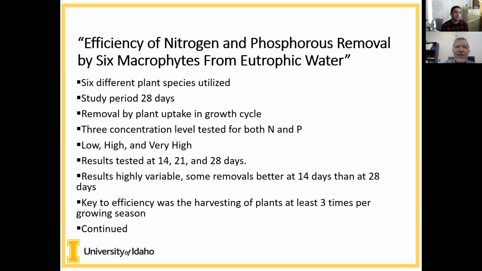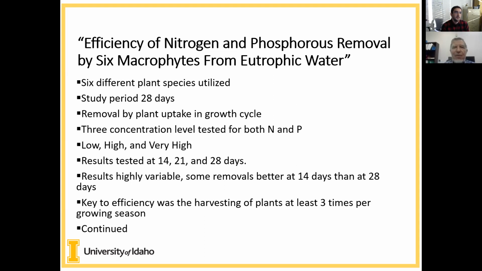The next RPA is determined the efficiency of nitrogen and phosphorus removal by 6 macrophytes from eutrophic waters. 6 different plant species were used in this study that took 28 days, and the removal by plant uptake in the growth cycles is what was being measured. 3 concentration levels were tested for both nitrogen and phosphorus, as these were introduced in by the eutrophic water. They were called low, high, and very high.